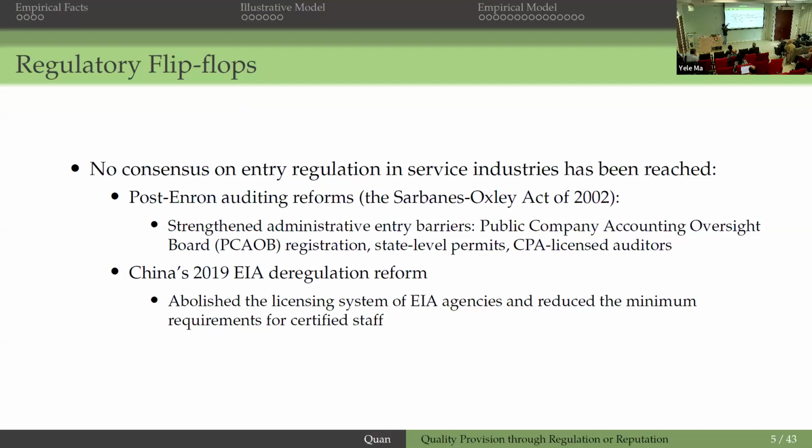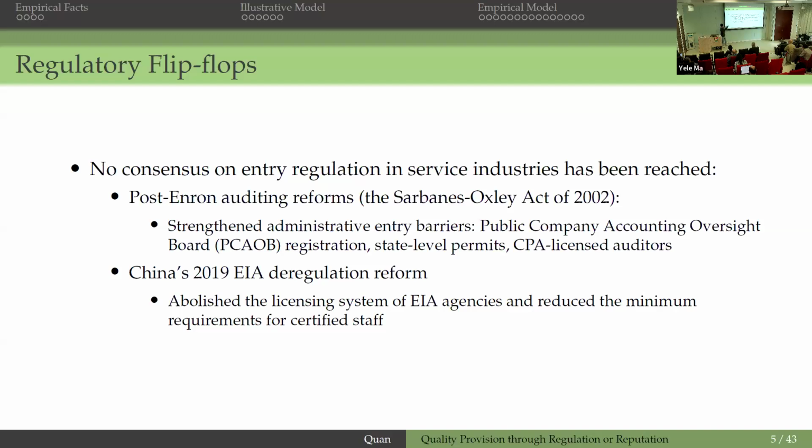experienced a large reform. They strengthened the administrative entry barrier. Once you want to become an auditing firm, you need to first get registered with the PCAOB and get the permissions from the state level government. And then all of the auditors you hire need to get a CPA license.